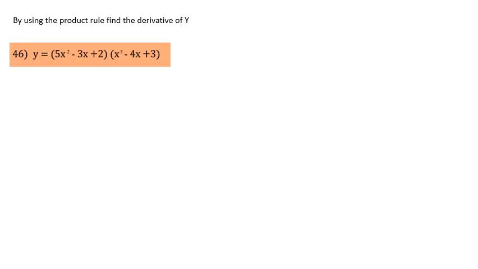Use the product rule to find the derivative of y. The derivative of y is dy by dx. I'm not going to simplify the brackets, I'm going to use the product rule. So first I'm going to start with the product rule: d by dx for uv is equal to u dash v plus v dash u. Don't forget the rule.